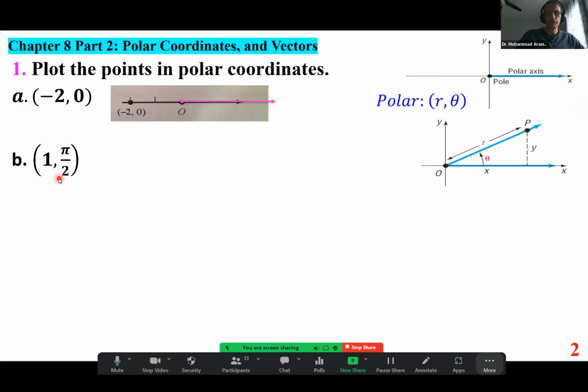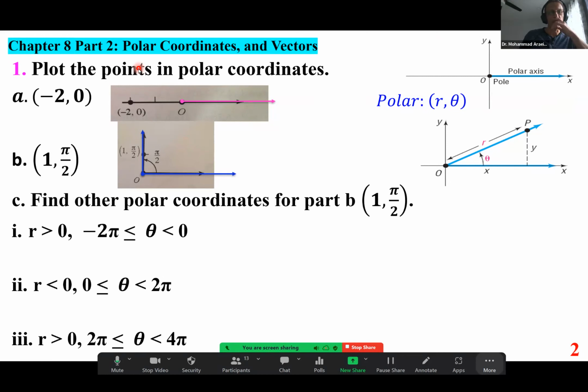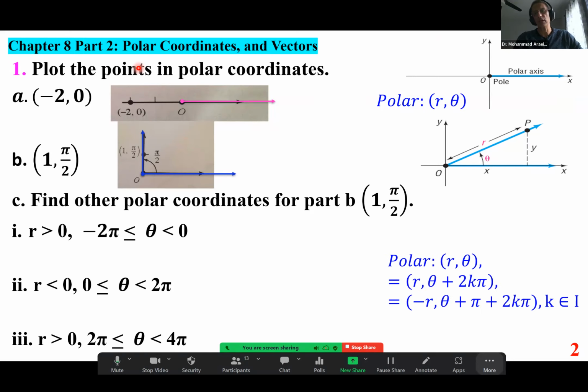In this case, pi over 2 along the positive side of the y-axis, and we go 1 tick mark along that. That gives us 1 comma pi over 2. As far as finding other polar coordinates for a specific point, we will pay attention to the following. A polar coordinate is not unique.